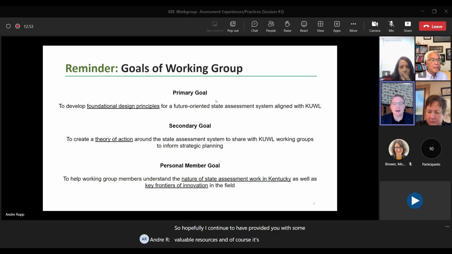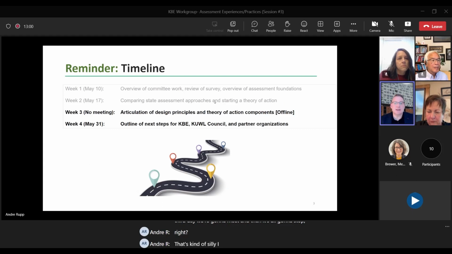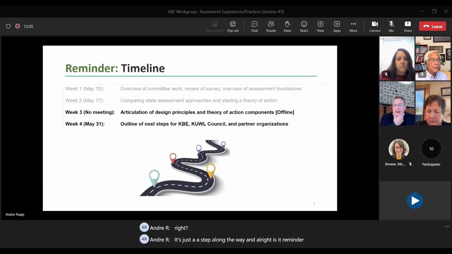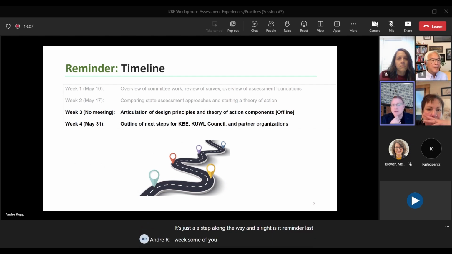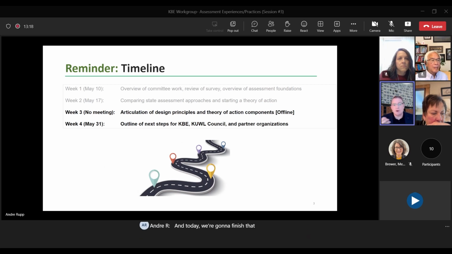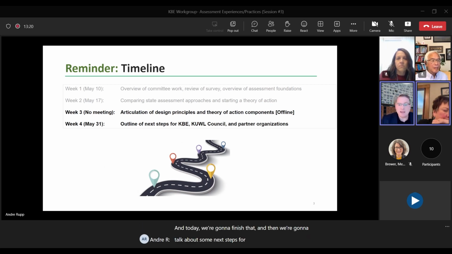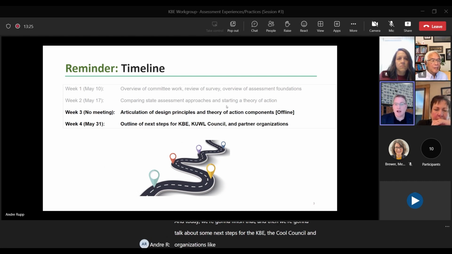And of course, it's not like today is the third day we're going to meet and then it's all going to stop, right? That's kind of silly. It's just a step along the way. All right, as a reminder, last week, some of you had some time to provide me with some thinking around their theory of action components and the design principles. And today, we're going to finish that, and then we're going to talk about some next steps for the KBE, the School Council, and organizations like ours.